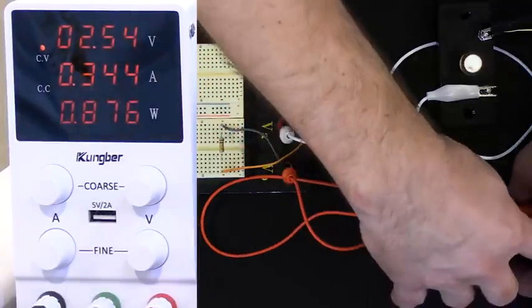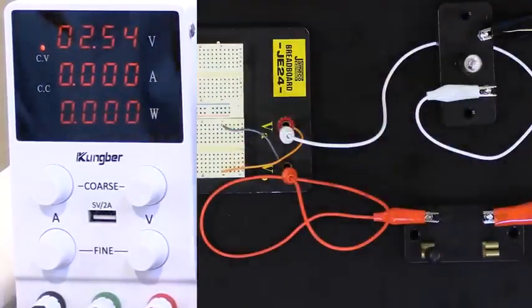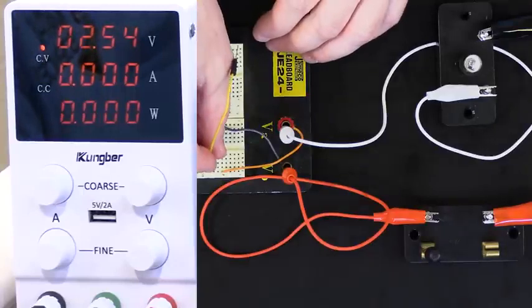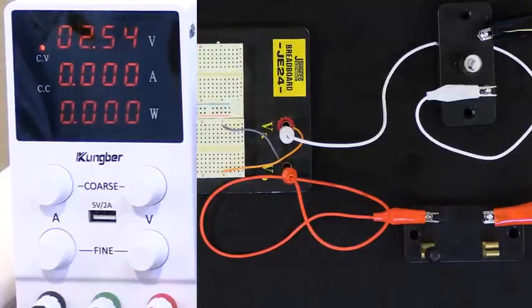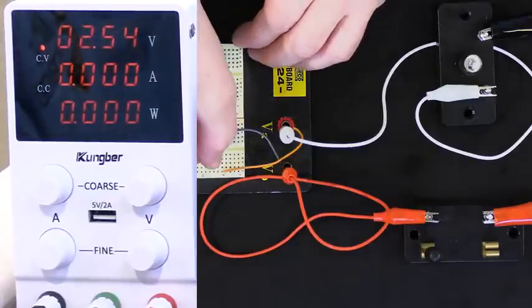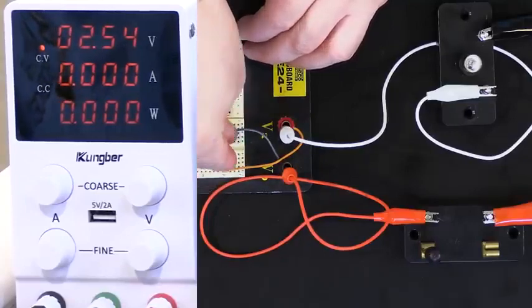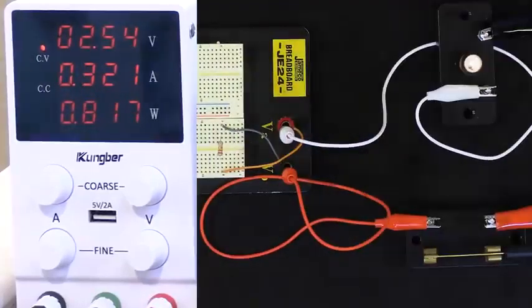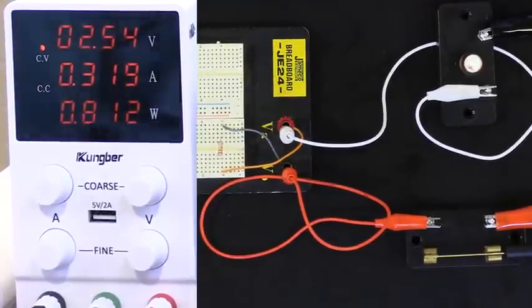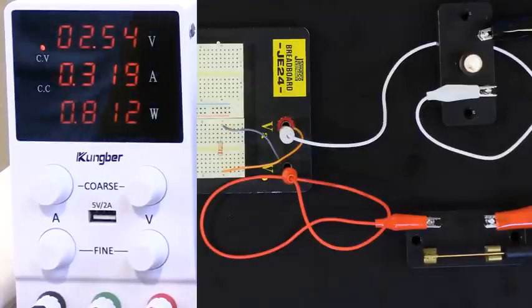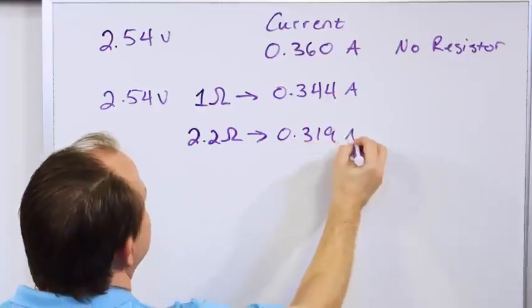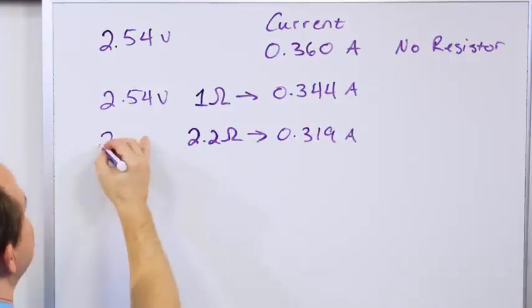So let's speed this up just a little bit. I'm going to take this out, and I'm going to put a new resistor in its place, right? And we're going to measure the current flow there. Now this resistor is actually 2.2 ohms. So let's see what happens here. This is noticeably dimmer. I can definitely tell with my eyes it's a little dimmer. So the new resistor value we have is 2.2 ohms, and the current flowing right now is 0.319 amps. But notice the voltage is the same, 2.54 volts.